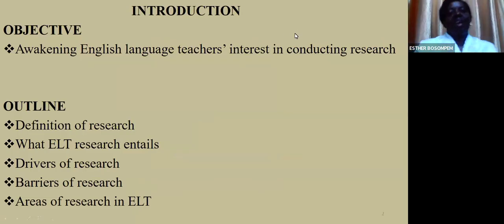All right, so our main objective for this discussion is to awaken the interest of English language teachers in conducting research. That's the main thing. So by the end of this session, I believe that if your research interest is sleeping or dead, there will be an awakening. And the outline is as we see. We're going to define research, we talk about what ELT research entails and look at the drivers of research, the barriers, as well as some areas of research in ELT.